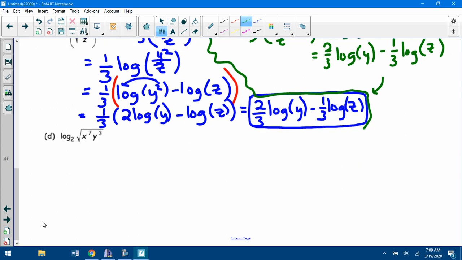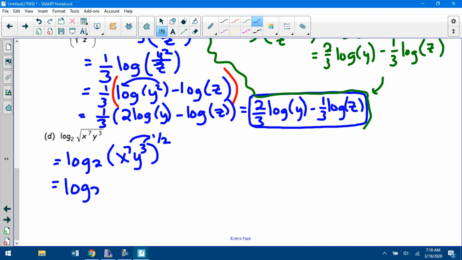So knowing that, in D, how would you want to think of that square root? You'd want to think of this as log base 2 of x to the 7th, y to the 3rd, all raised to the 1/2. Okay? And I could go like that, bring the 1/2 out front, but I think it might make more sense to distribute that. So this is log base 2 of x to the 7/2, y to the 3/2.